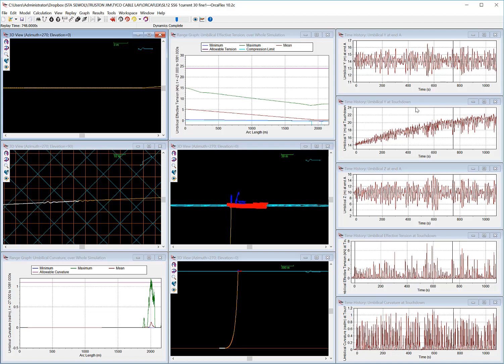And here the Y position at the touchdown, we see it's been creeping, but it looks like it's reached a steady state after about 1,000 seconds. So a lot of things going on, a lot of things to look at in this type of simulation.